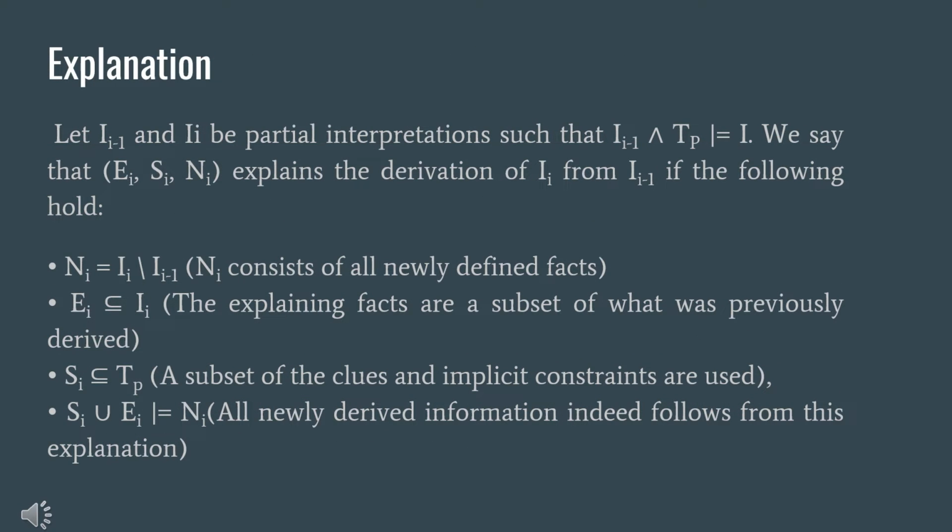The goal of our work was not only to obtain a sequence but also to give an understandable explanation for each incremental step. An explanation is formally defined as a tuple of three sets Ei, Si, Ni, where Ei is a subset of the facts of the ith interpretation, Si is a subset of clues or constraints that are used in the constraint satisfaction problem, and Ni is the set of all newly derived facts using Ei and Si.